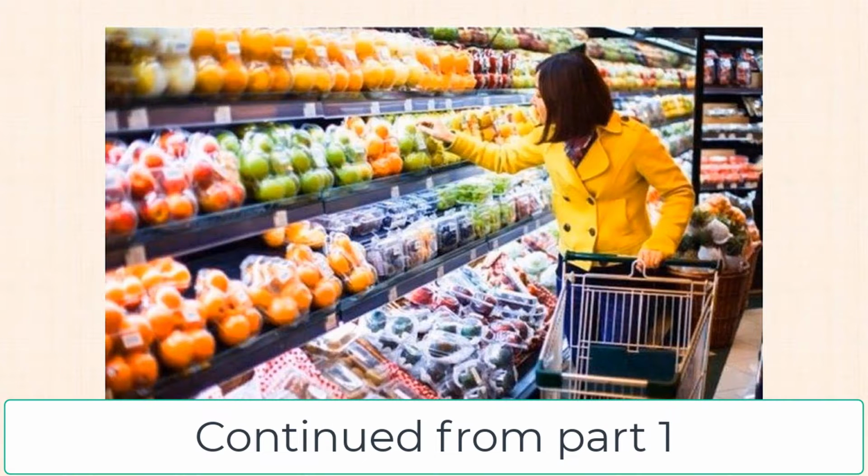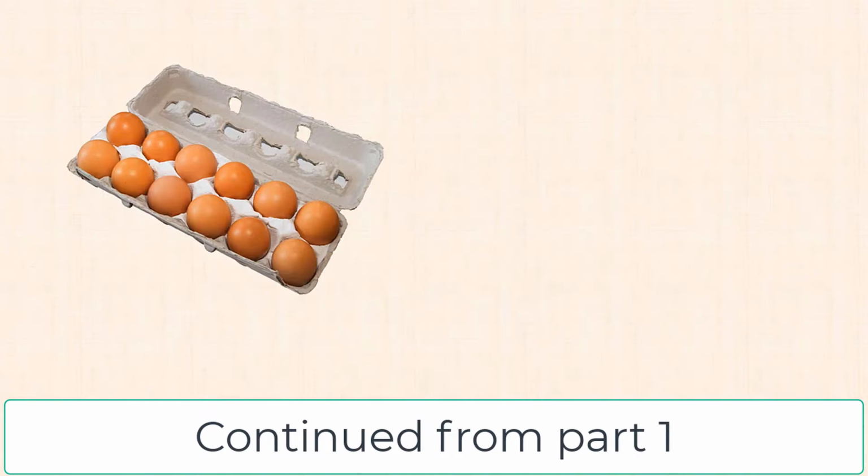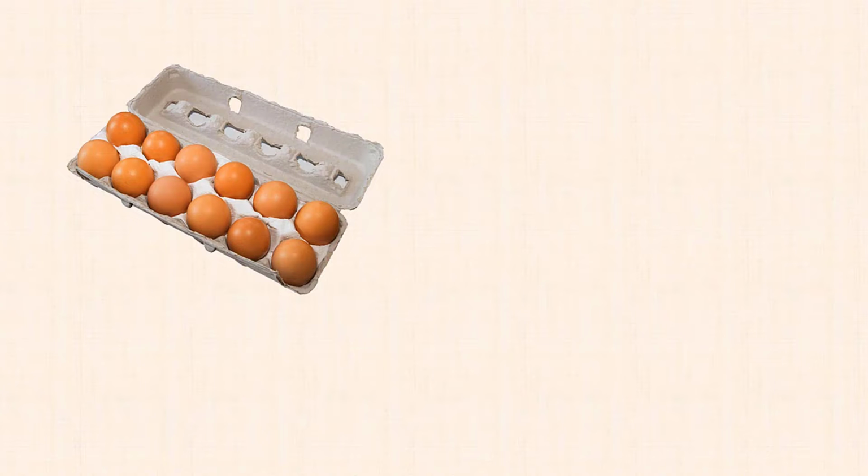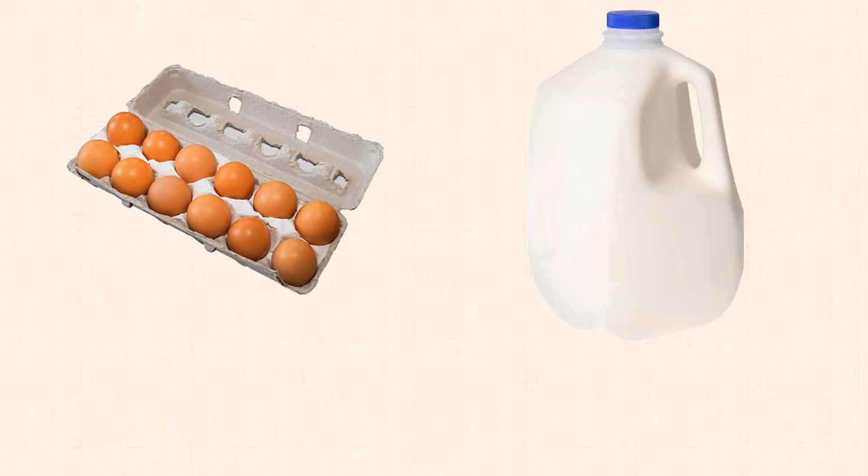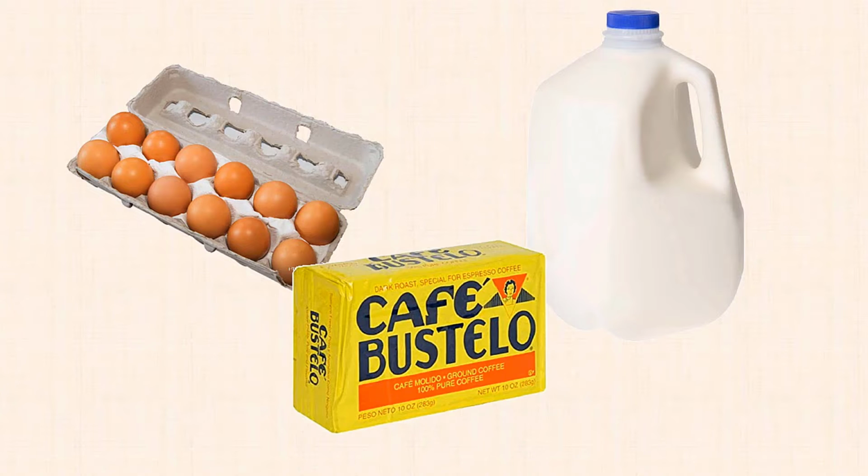Let's use a typical grocery store as an example. Eggs are stored in an egg carton, which is appropriate because it protects them and makes them easy to access. You'll often find milk in a plastic gallon jug. Sometimes coffee is vacuum packed in little bricks.